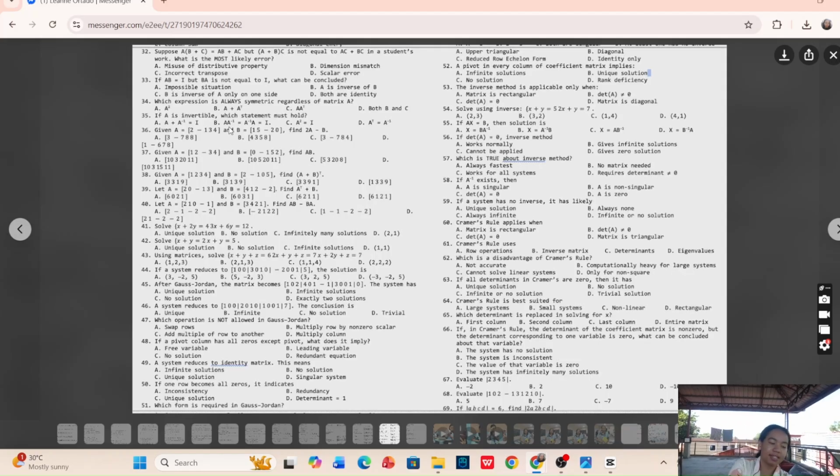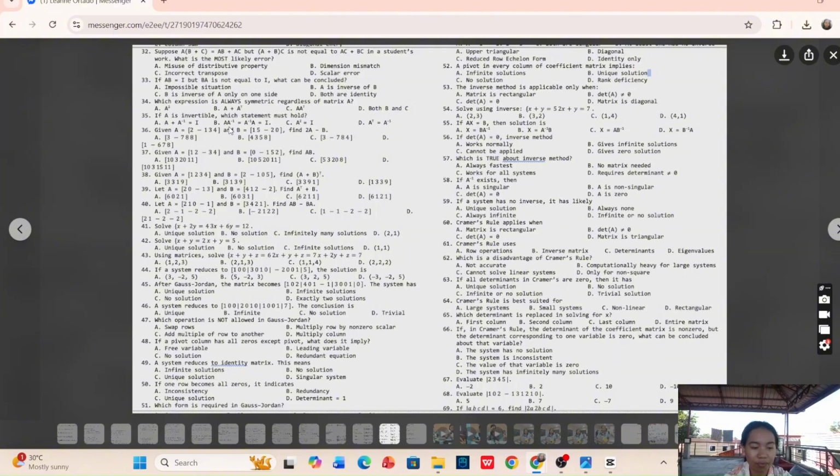Number 46. A system reduces to 1 0 0, 2 0 1 0, 1 0 0 1, and 7. The conclusion is A. Unique, B. Infinite, C. No solution, or D. Trivial. So the right answer for number 46 is letter B. Three variables imply infinitely many solutions.